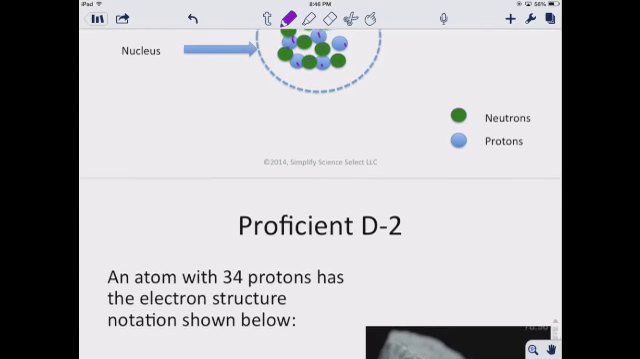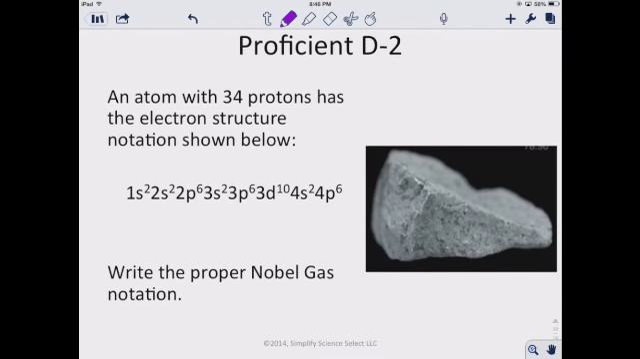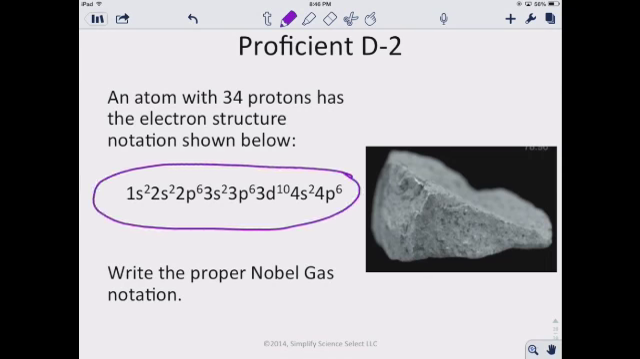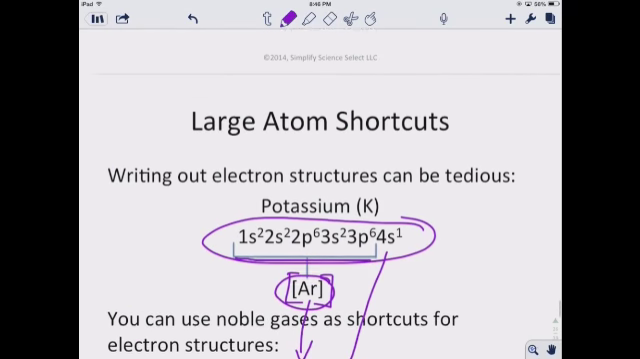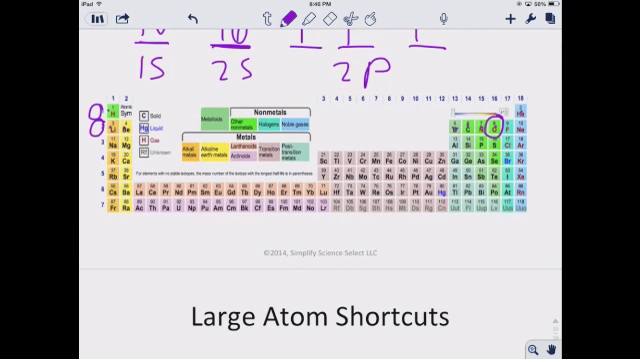Our next one says an atom with 34 protons has an electron structure notation shown below. It says write the proper noble gas notation. So when you're looking at it, this has 34 protons, so we're going to look at the element that has 34 protons. Find it right here, that's selenium. And so what's the noble gas that's less than 34? Well, it'd be argon, and it'd be 18. It'd be that right there.